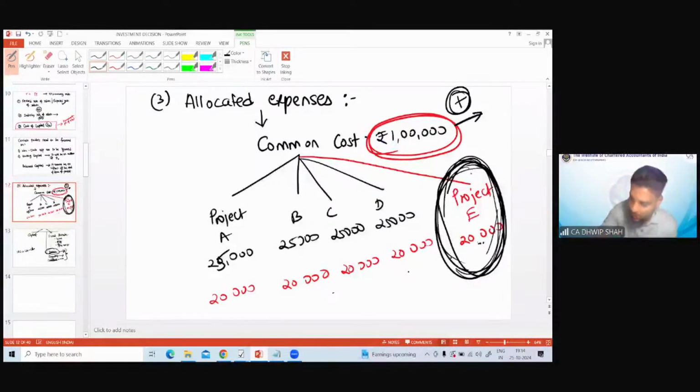Because even if this project was not taken, this would still have remained 1 lakh. Had this project not been taken, still the common cost would be 1 lakh only. So it is irrelevant for our project. Are you understanding? Are you following? It is irrelevant for our project. But had this common cost increased because of taking the new project, then this allocated expense would have become relevant for our project.